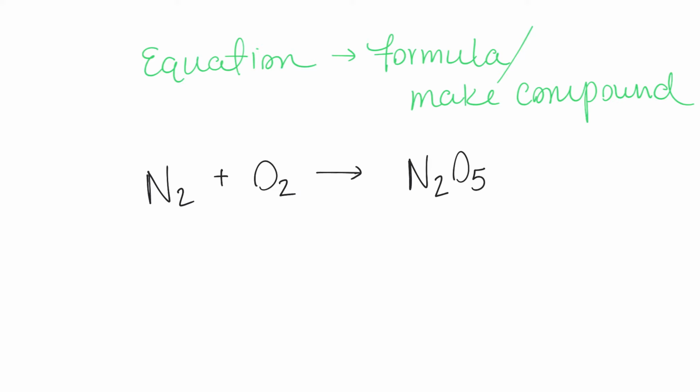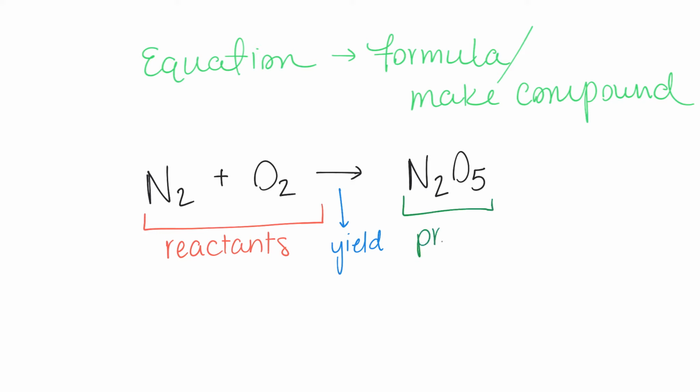On the left side, these are called the reactants. The arrow right here, we don't write an equal sign. We have this arrow, and that means yield. We say yields. And then whatever we've got on the right side are the products. All right, so reactants yield products. So here we have N2 plus O2 yields N2O5.